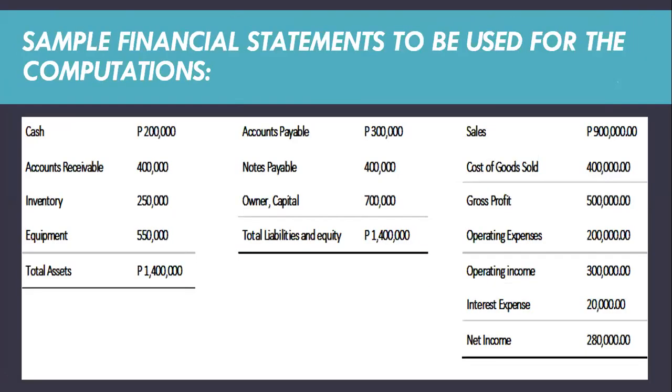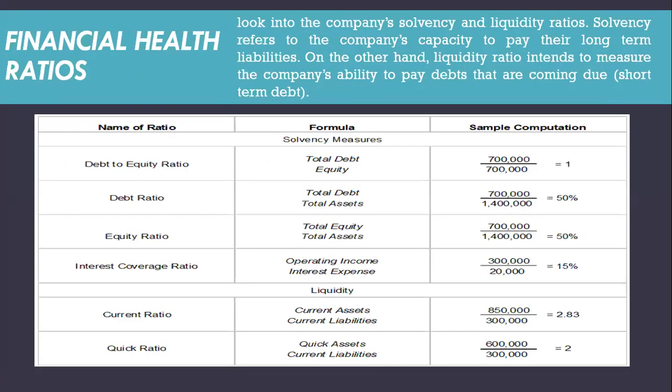siya ng ratio analysis. Okay, so yung financial health ratios, look into the company's solvency and liquidity ratios. So aware naman tayo dyan, yung solvency refers to the company's capacity to pay their long-term liabilities. So ito po yung mga payables natin. Ito po yung mga non-current liabilities.